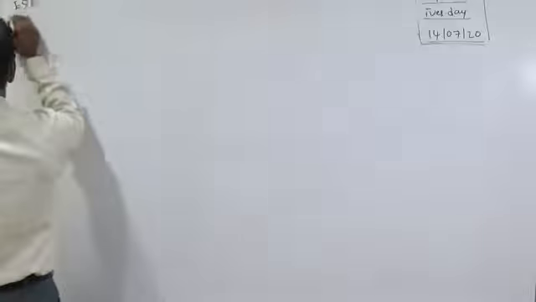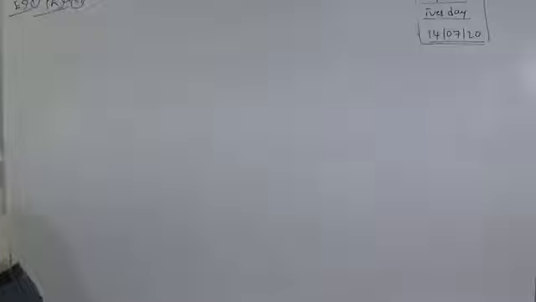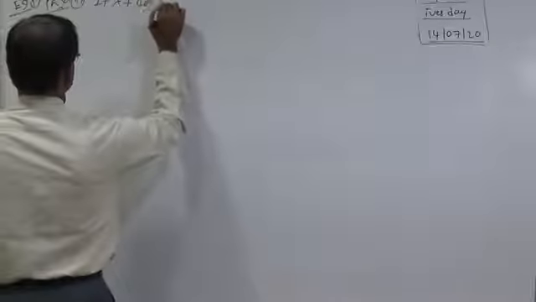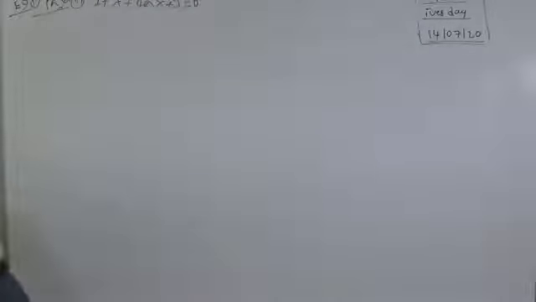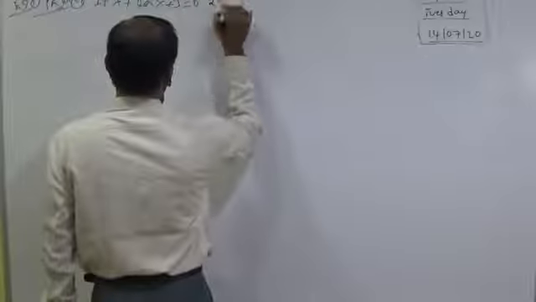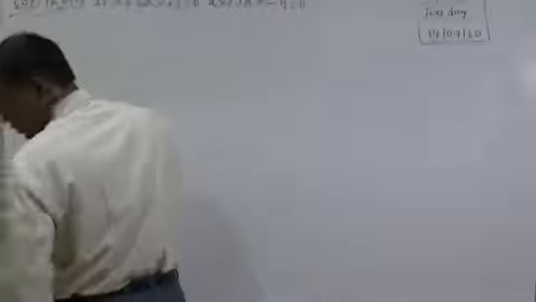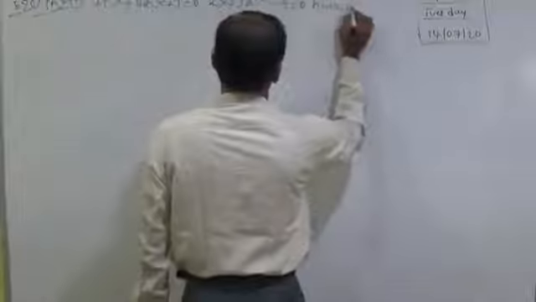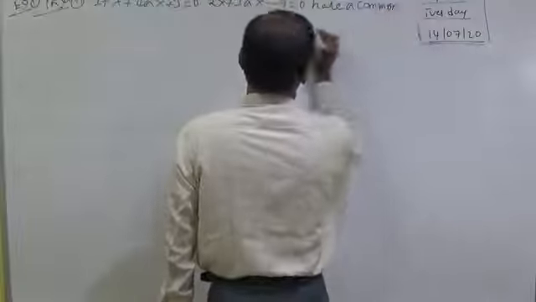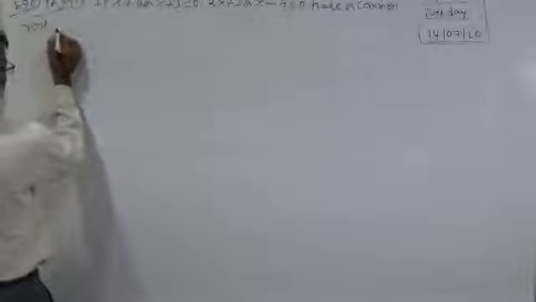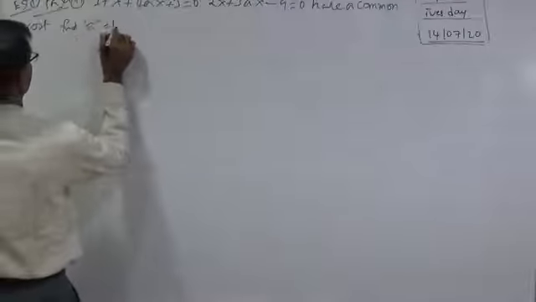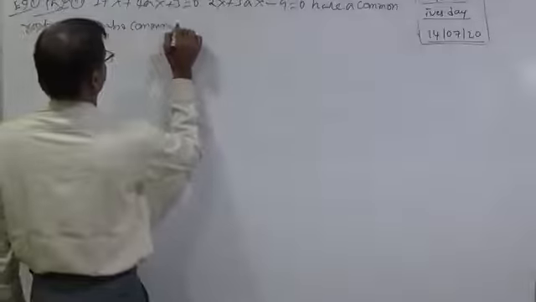Example 1, page number 71. If x square plus 4ax plus 3 equals 0 and 2x square plus 3ax minus 9 equals 0 have a common root, find the value of a and also the common root.